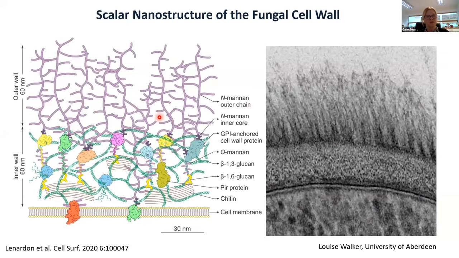And this is a scalar model of the cell wall that was published by Megan Lenardin and Neil Gow a few years ago. And next to it, I have an electron micrograph showing you the different layers of the fungal cell wall. And we have this outer layer that's rich in fibrils of N-mannan. The N-mannan, highly glycosylated mannan chains, are attached to the cell wall proteins, and the major class are these GPI-anchored cell wall proteins. The cell wall proteins in turn are cross-linked to beta-1,6 glucan, which binds the proteins to the skeletal parts of the cell wall, the beta-1,3 glucan and the chitin. And this is in the inner layer that gives the cell wall its tensile strength.